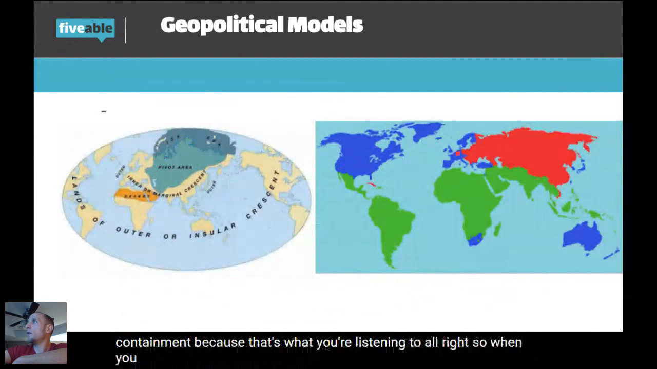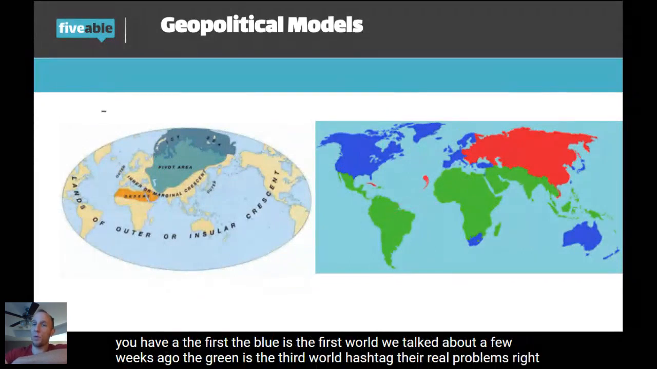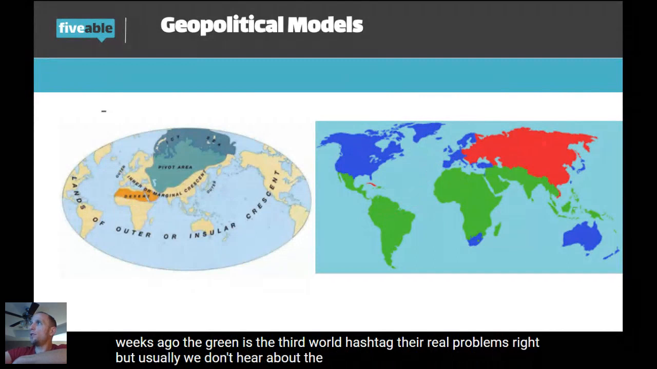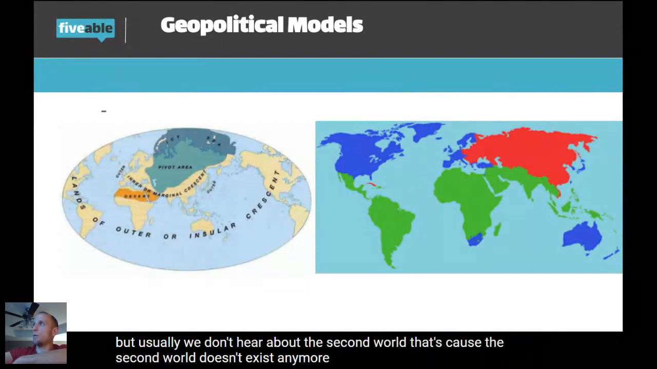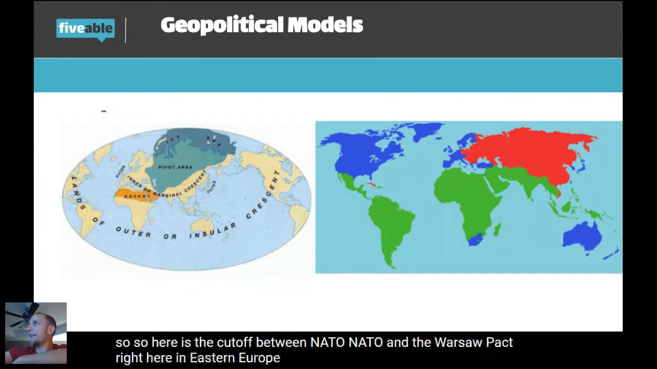All right, so when you have the blue, that is the first world. We talked about this a few weeks ago. The green is the third world, hashtag third world problems, right? But usually we don't hear about the second world. That's because the second world doesn't exist anymore. It was the Soviets and their allies. So here is the cutoff between NATO and the Warsaw Pact right here in Eastern Europe. This is the Iron Curtain, y'all.